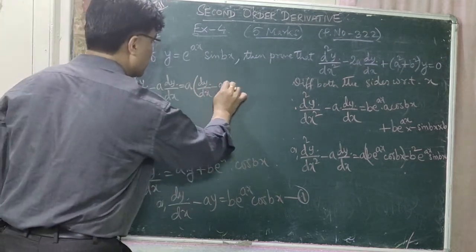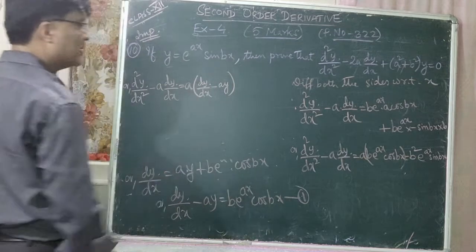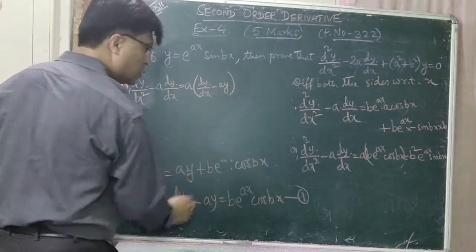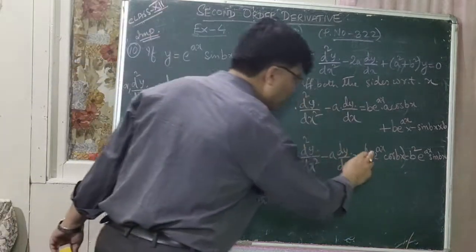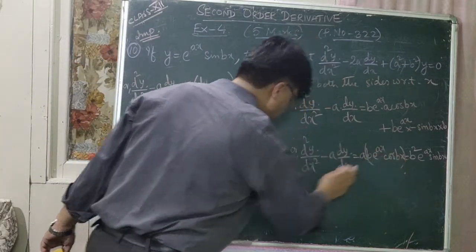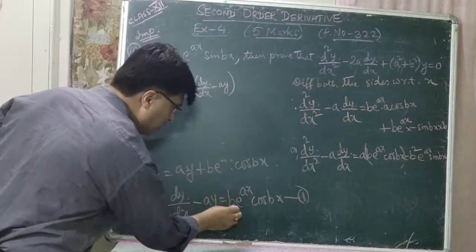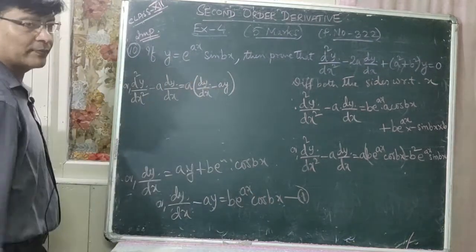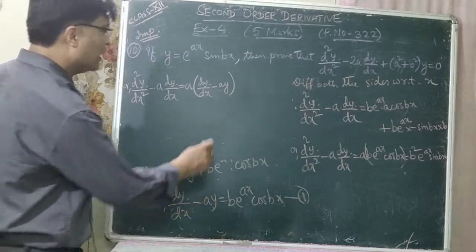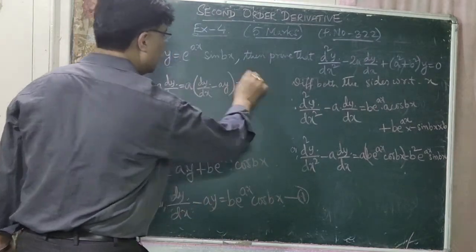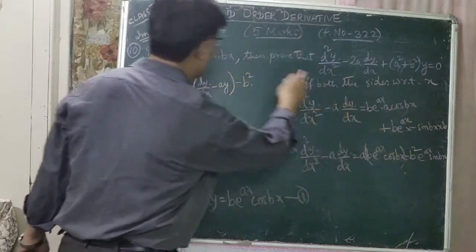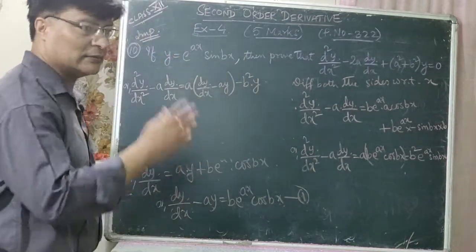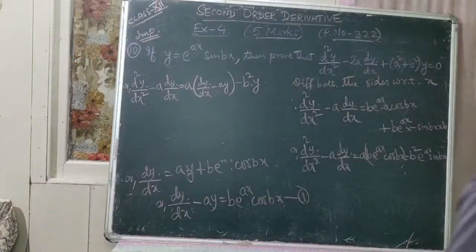minus ay, right? dy by dx minus ay. Is that clear? So we have put the value for b e to the power ax cos bx from 1. That is, b e to the power ax cos bx is dy by dx minus ay. Then minus b square into, now what is e to the power ax sine bx from given? It is y. Is that clear? So you can copy it.